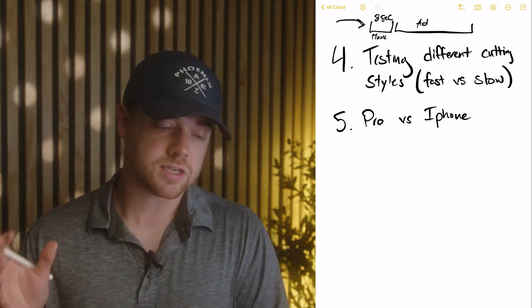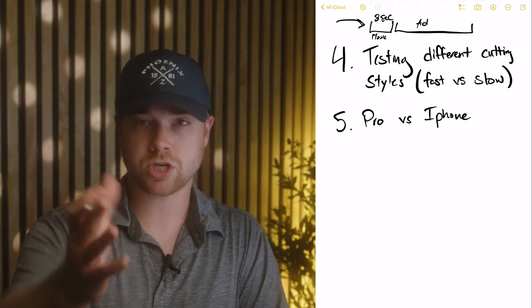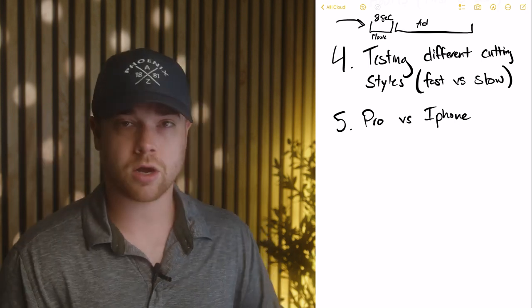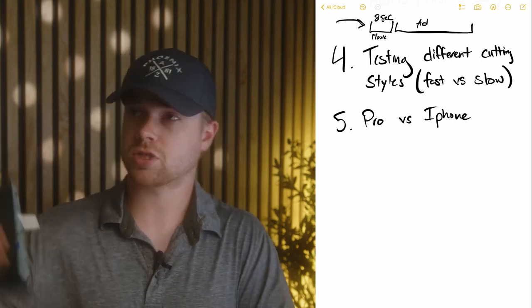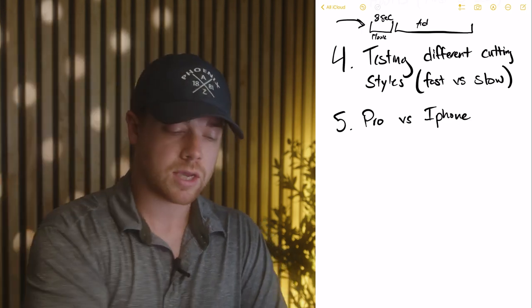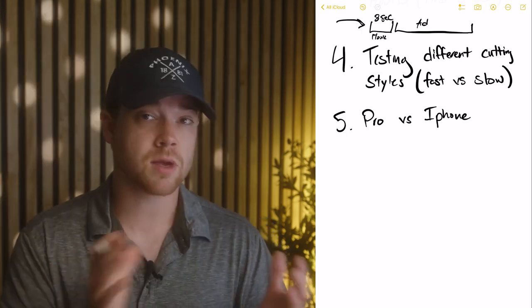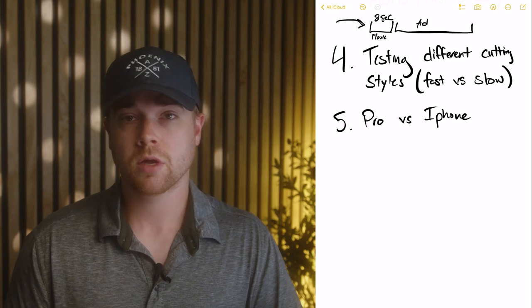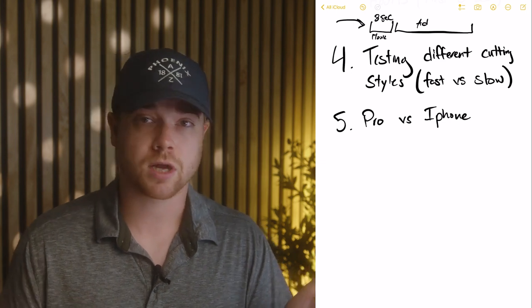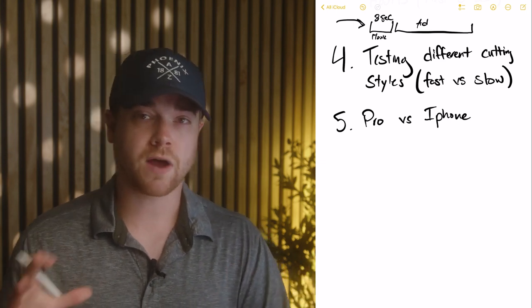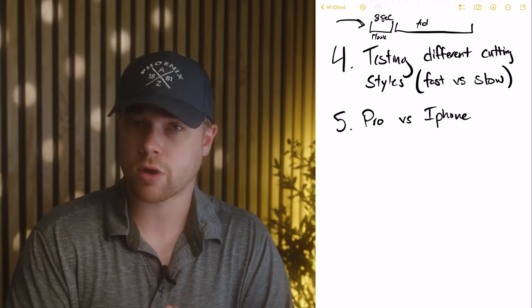The next thing we test is testing whether it's professionally shot like this, or it's shot on an iPhone where I'm just like user-generated style. And so those are two things we test as well. In some markets, we find the Pro works better. In some markets, we find the iPhone shot stuff works better. So those are 5 different things that you can test for your ad creative.